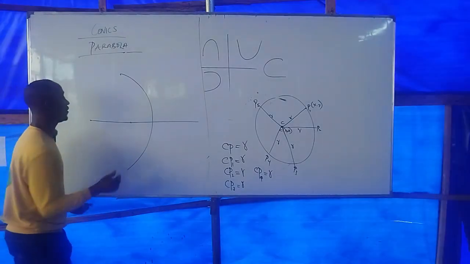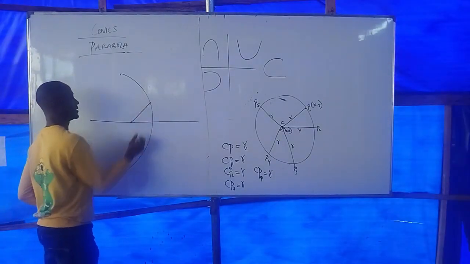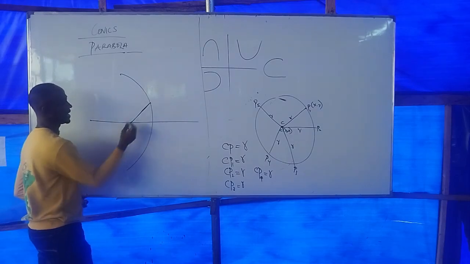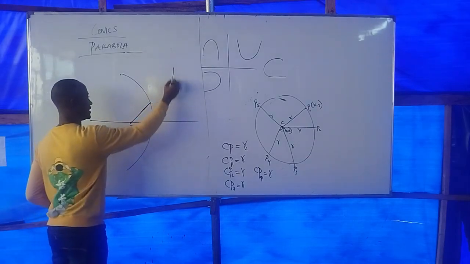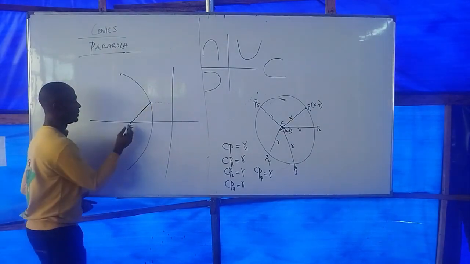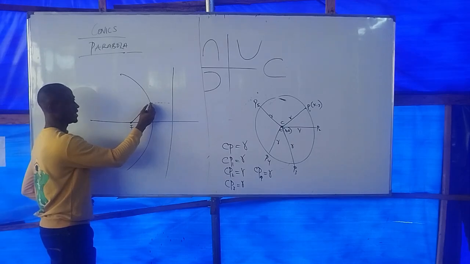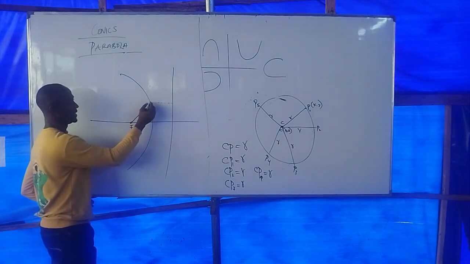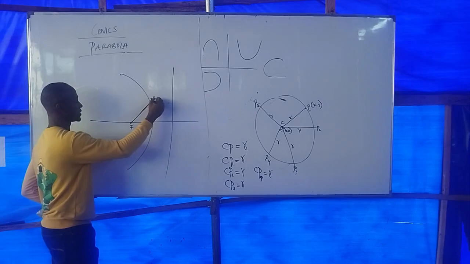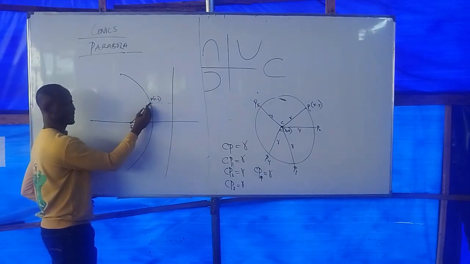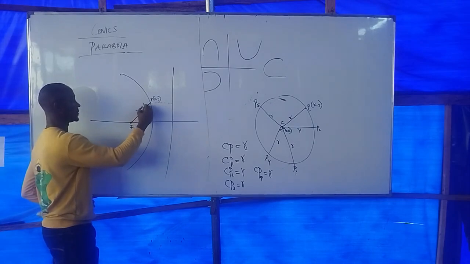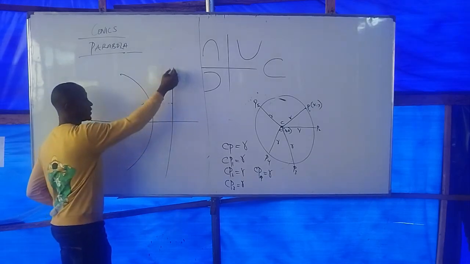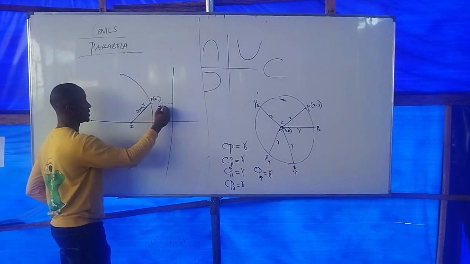A parabola, I said, is a set of points on the plane that are equidistant from a point called the focus and a fixed line called the directrix. Meaning that the distance from the focus to this point P, which is (x, y), equals the distance from this point to the directrix. So if from here to here is 2 units away, that implies that from this point on the plane to the directrix is also 2 units away.